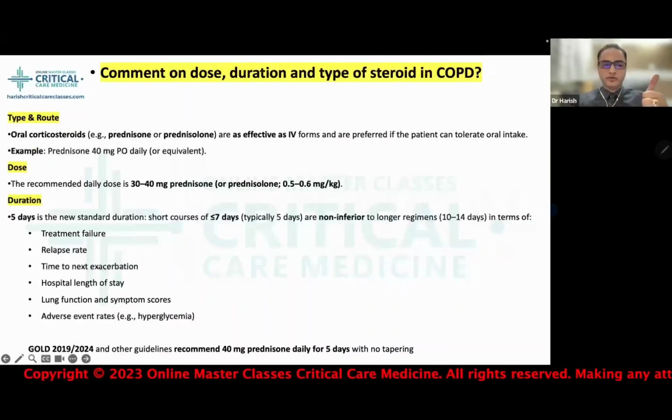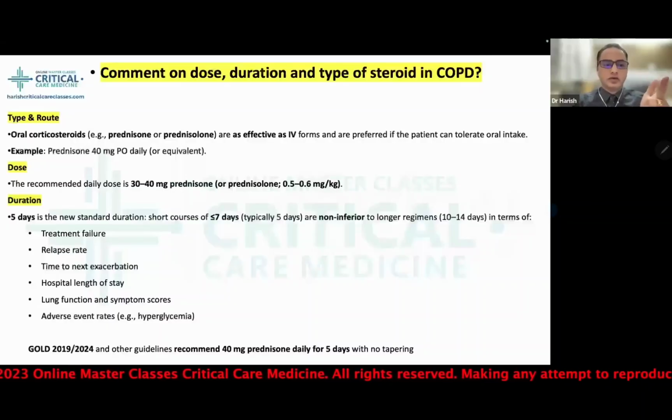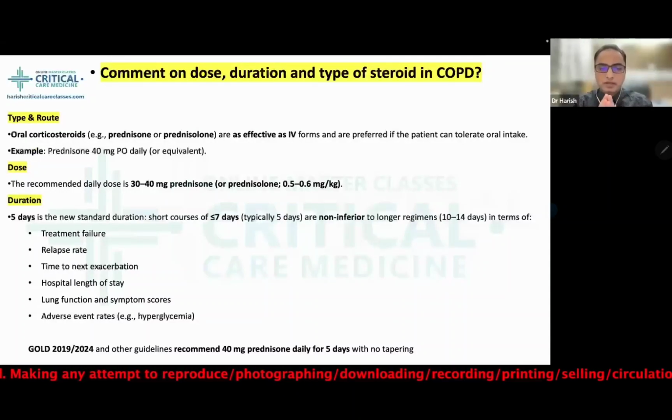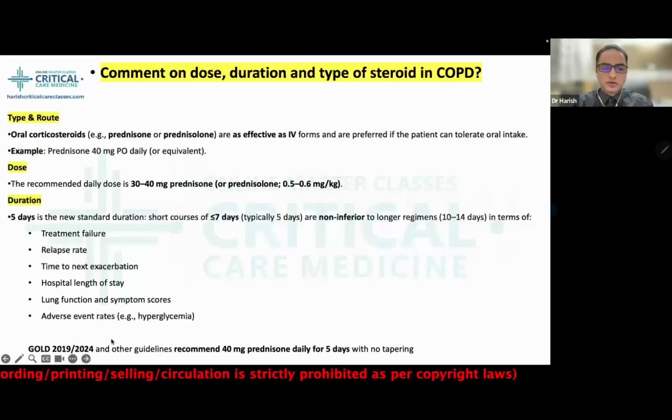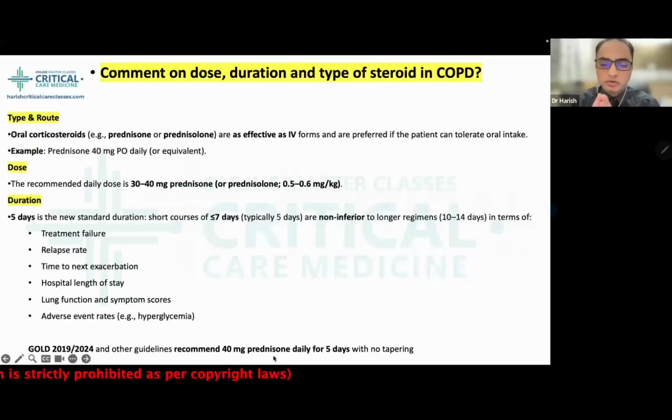So in terms of treatment failure, relapse rate, time to next examination, hospital length of stay, lung function improvement, symptomatic relief, and adverse event rate, that is hyperglycemia, 5 days therapy is non-inferior as compared to 10 to 14 days therapy. Even GOLD 2019, 2024 and other guidelines recommend 40 milligram of prednisolone daily for 5 days with no need of tapering the dosage. So that is on the steroid duration.